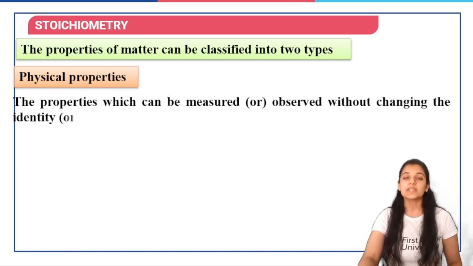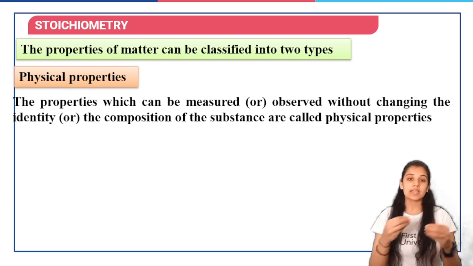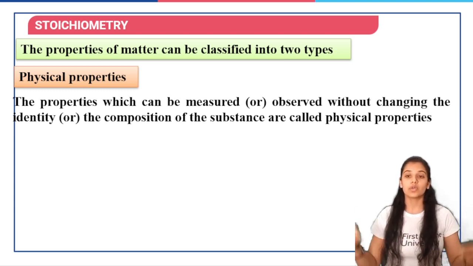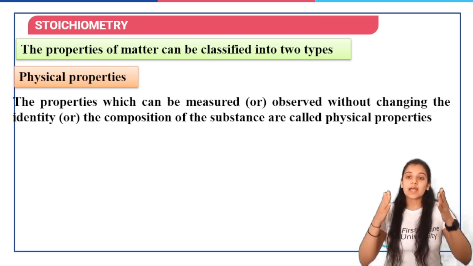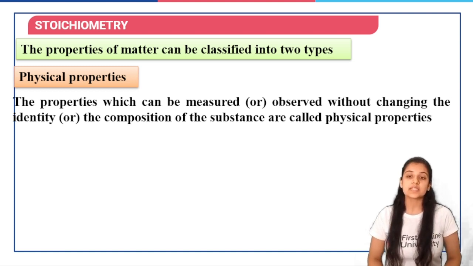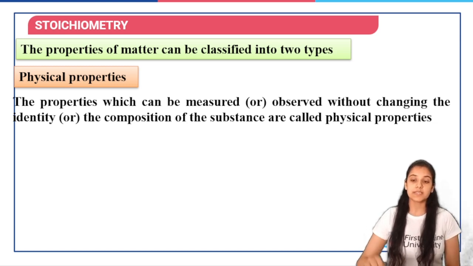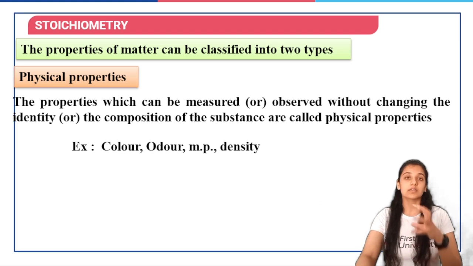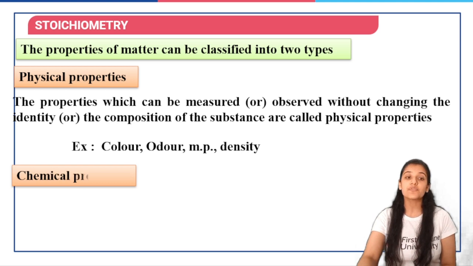Now, what are physical properties? We already know that physical properties are those that we can measure or observe without changing the identity or composition of the substance. Without doing any sort of reactions or introducing or eliminating anything, we can find out certain properties, and those properties which do not involve any change in the composition of the substance are known as physical properties. For example, color, odor, that is smell, melting point, boiling point, density, all these are examples of physical properties.